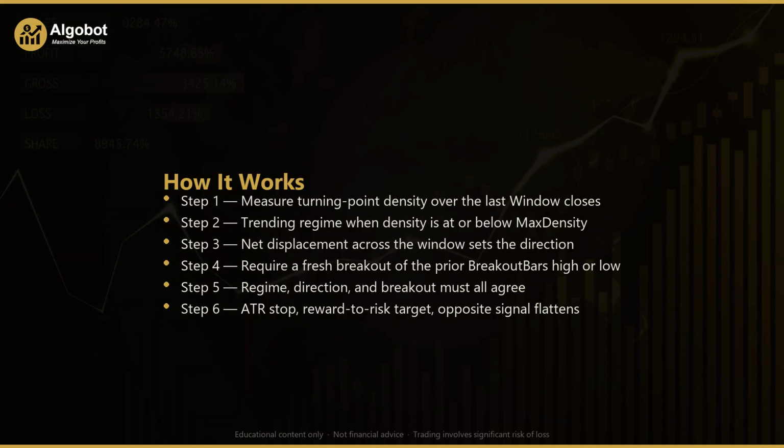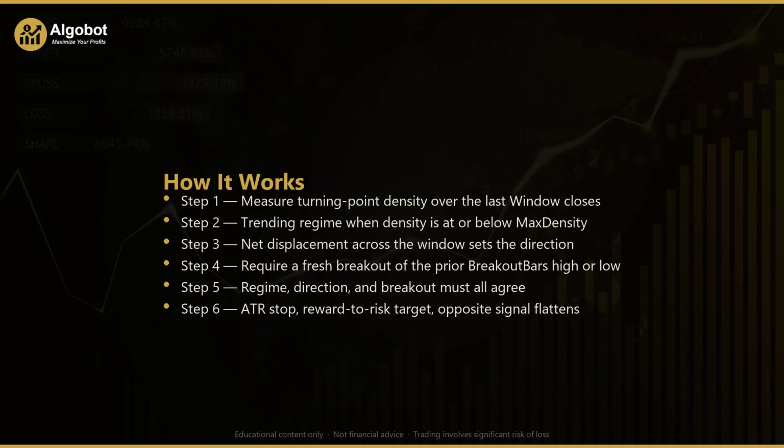Step 4 demands a fresh breakout. The strategy finds the highest high and the lowest low of the prior breakout window, 10 bars by default, excluding the bar that just closed. For a long signal, the just completed bar must close above that prior high. For a short signal, it must close below that prior low.